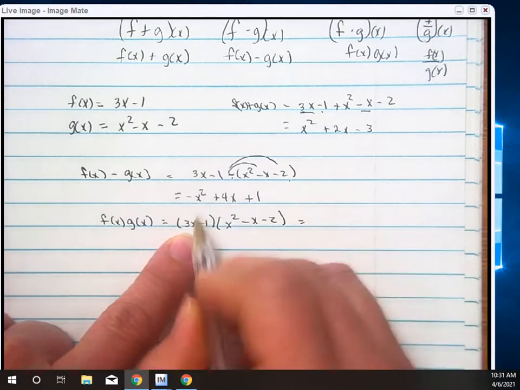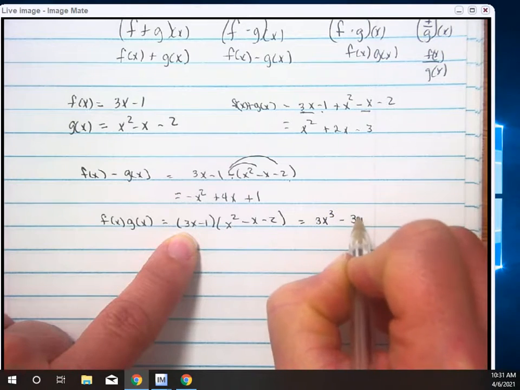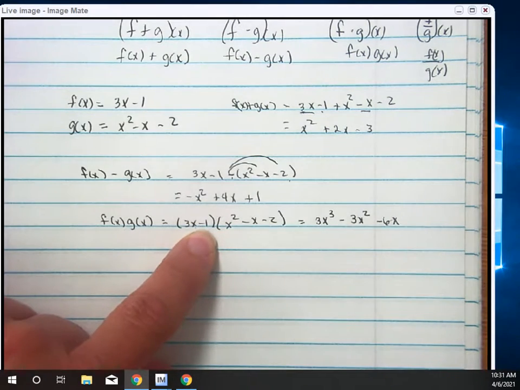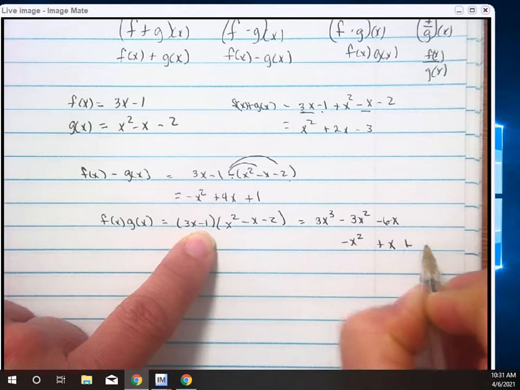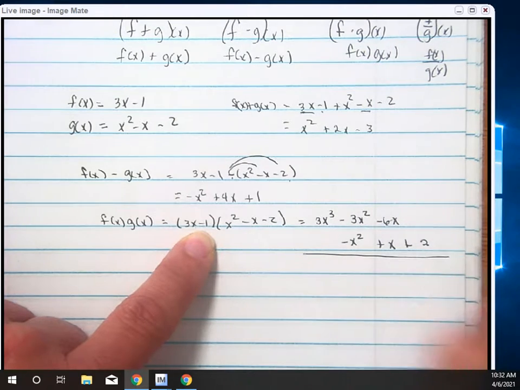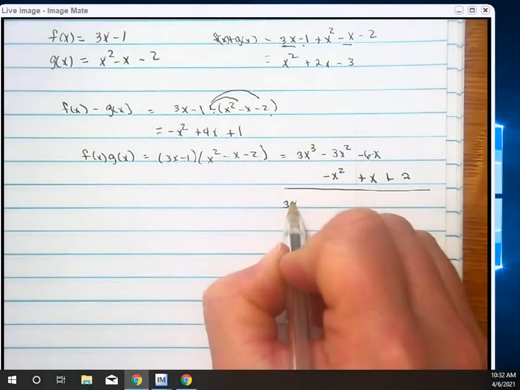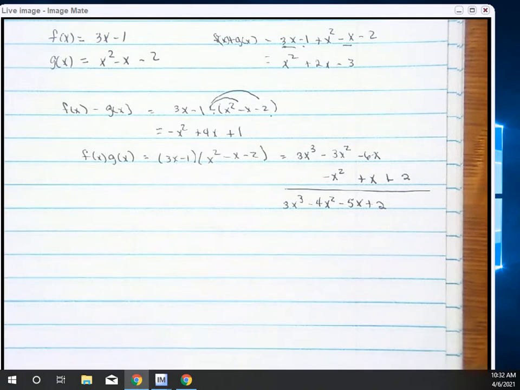So we're just going to multiply this 3x, we're going to distribute it. 3x to the third minus 3x squared minus 6x. And now we're going to distribute the negative 1. Negative 1x squared plus x plus 2. Notice when I did the second distributing, I didn't keep it on a horizontal line. I moved it underneath and lined up like terms, so that now all I have to do is combine them. 3x to the third minus 4x squared minus 5x plus 2.